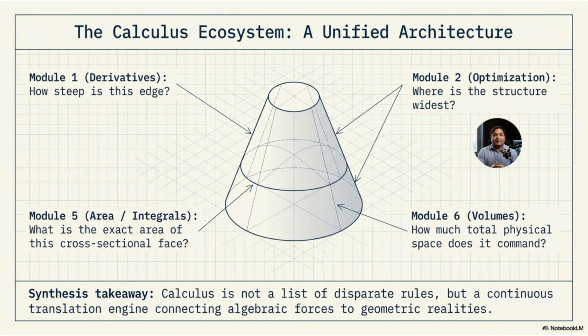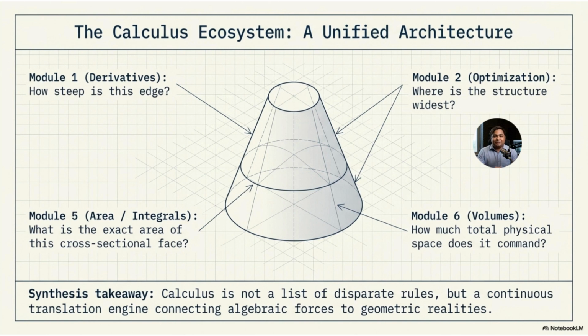In Module 5, area and integrals answer the question, what is the exact area of this cross-sectional face? This means integration helps us accumulate many small slices to calculate a complete area. In Module 6, volumes answer the question, how much total physical space does this command? This means integration can also construct and measure three-dimensional objects. The figure in the middle of the slide represents a solid shape. Around this shape, all calculus ideas come together.